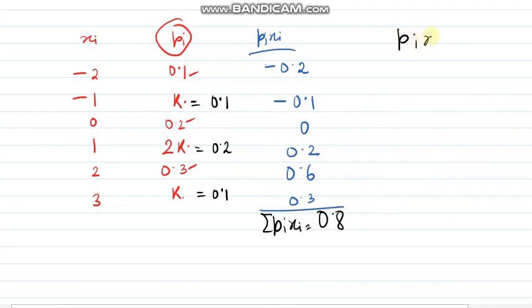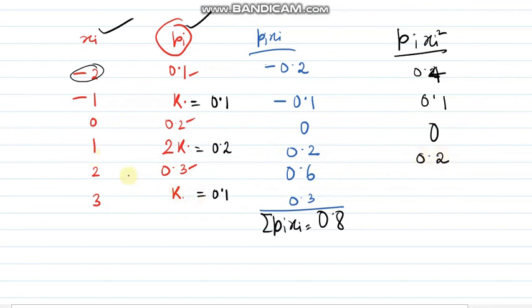Now next one, pixi square. Already I had done one sum like this, so hopefully you will understand. This will be 0.4, this will be 0.1, and I am just calculating on this table. This kind of calculation often we make mistakes. This will be again 0.2, 4 threes are 12, 1.2, and 9, so 0.9. If I add them, I will get summation pixi square equal to 2.8.